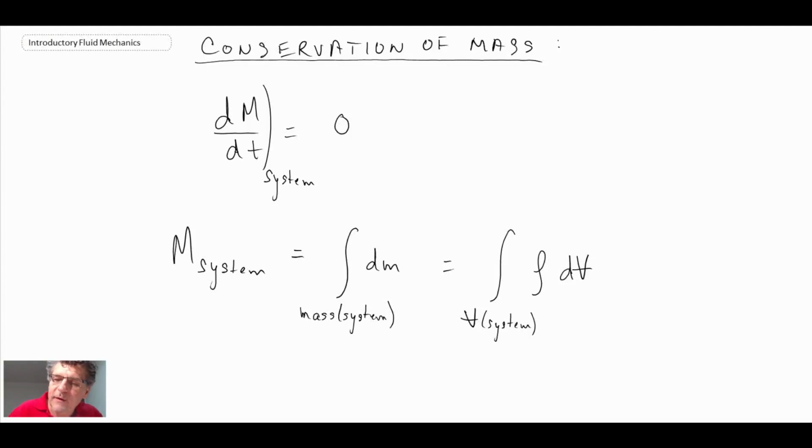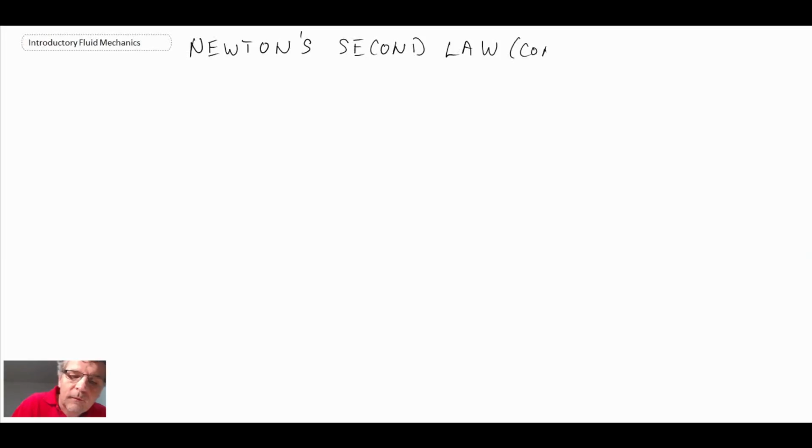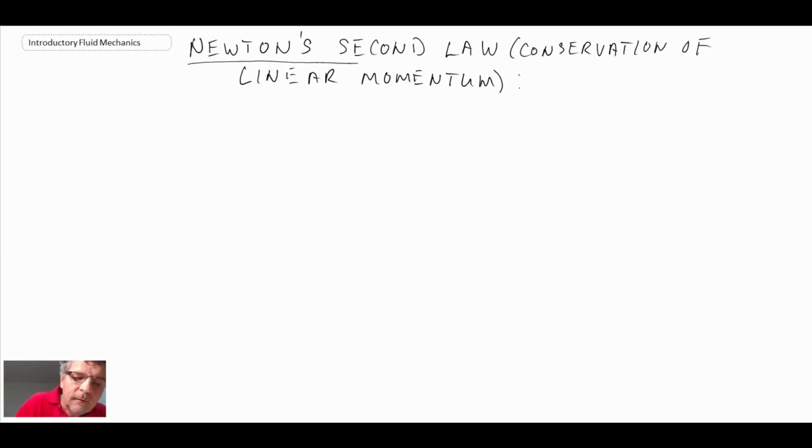Let's take a look at the next one, which is conservation of linear momentum. And this we will use in Newton's second law. So Newton's second law, or conservation of linear momentum, is important in fluid mechanics. This is where we determine forces, be it pressure, shear, but that helps us understand what is happening within a system or within our control volume.